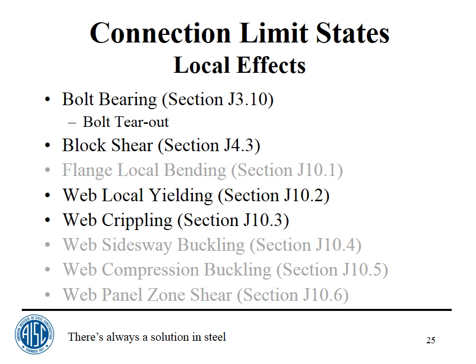J3.4. Flange local bending is grayed out here. We won't be discussing that. I don't believe in any of these problems, but web local yielding we will, and web crippling we will. And web sidesway buckling, web compression buckling, and web panel zone, which really is for moment connections, we will not be covering any of those.